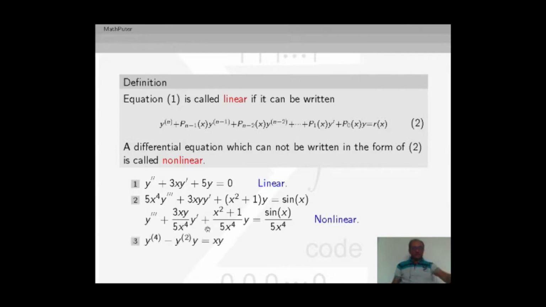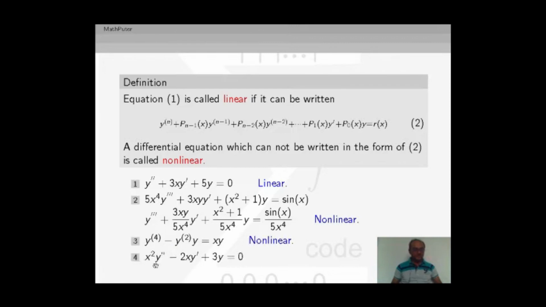Let us discuss the next example. The fourth derivative of y minus y into the second derivative of y equal to xy. Consider the right hand side. The right hand side has variables x and y, but here we have said that the right hand side must have variable x only, or a function of x only. So this is not a function of x only, therefore this differential equation is non-linear of order 4.